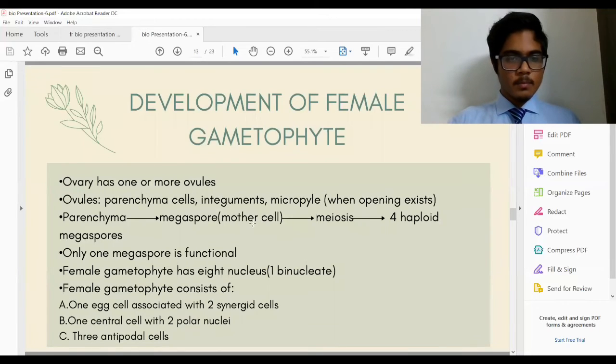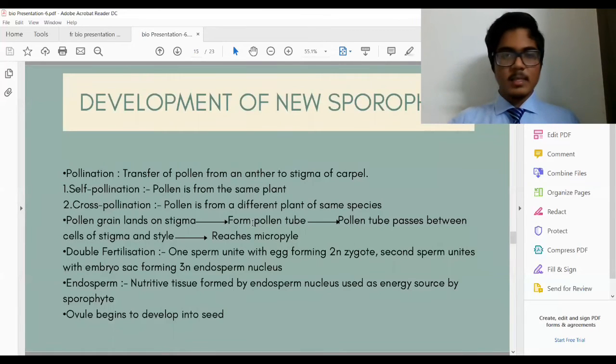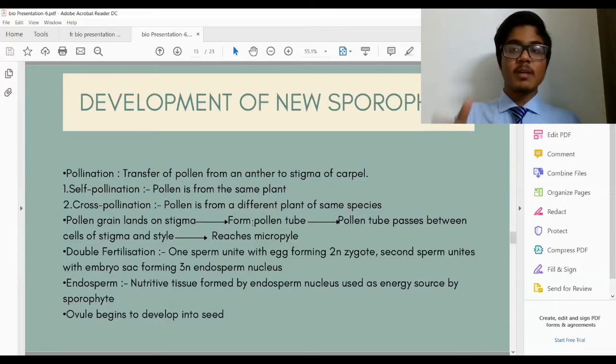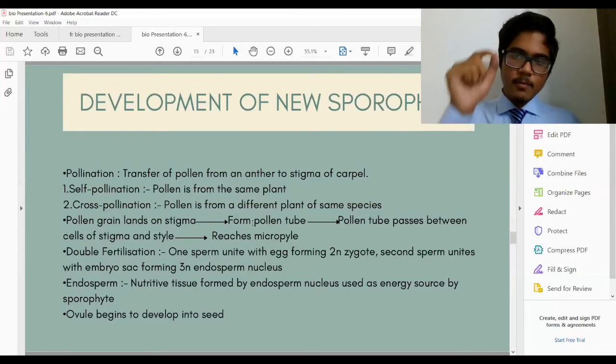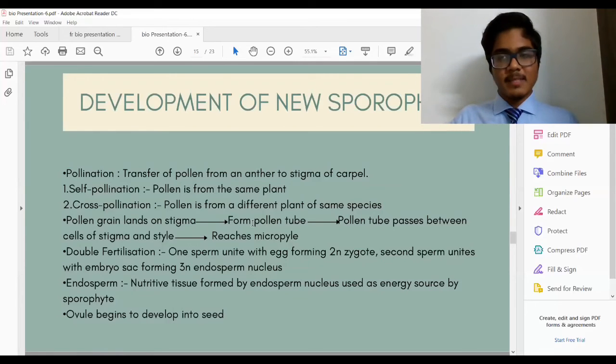Okay, so what happens next is the development of the new sporophyte. So how is the new sporophyte developed? New sporophytes are developed by the process of fertilization, double fertilization. This is the most important term in this subtopic, double fertilization. I'll explain to you why it is called double. But first, how does the male reproductive cell get transferred to a female reproductive system?